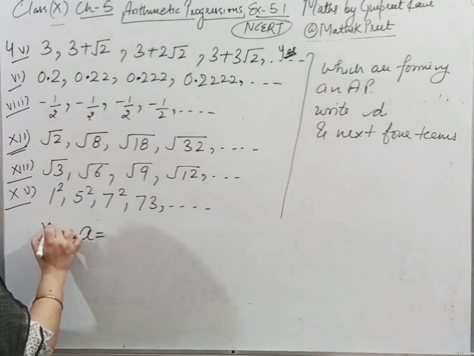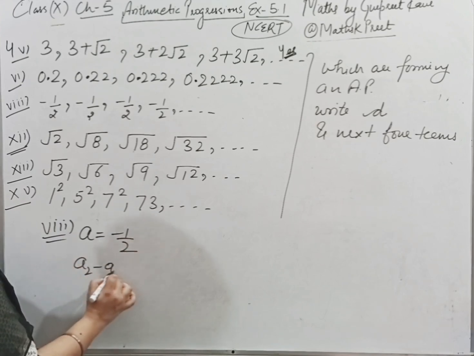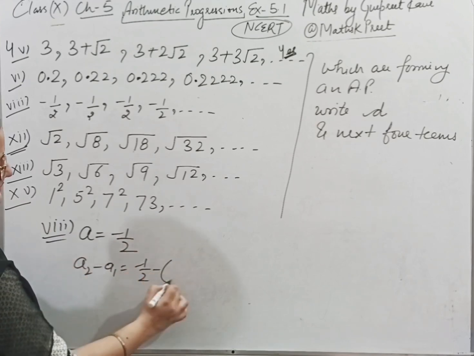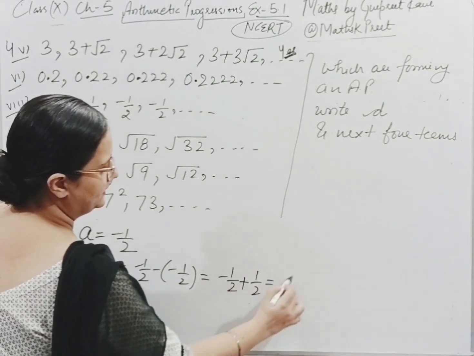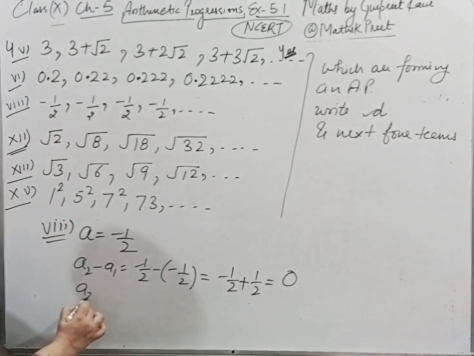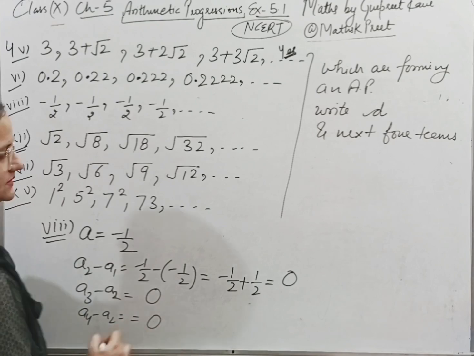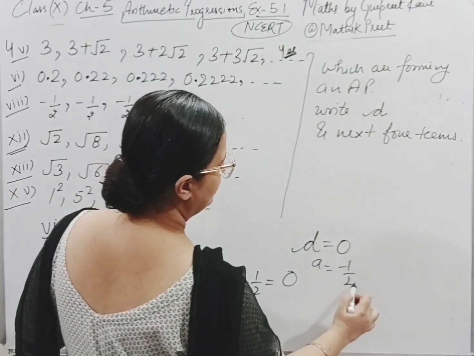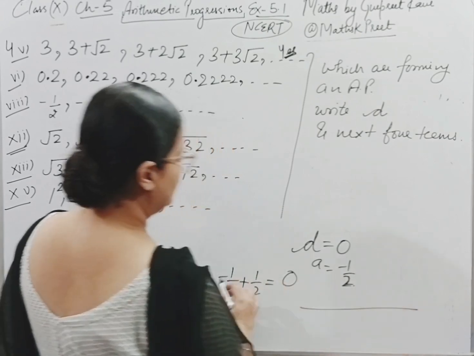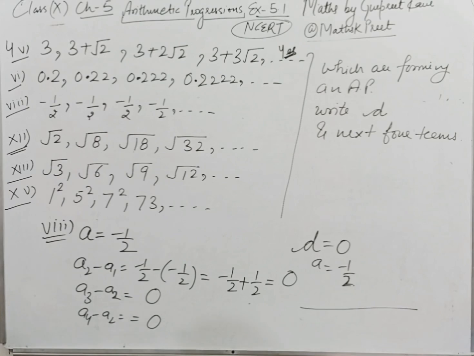So here A is equal to minus 1 by 2 and A2 minus A1 we'll check. This is my A2, this is my A1. Fine. So minus 1 by 2 minus minus is plus, so I am getting 0 here. Similarly A3 minus A2, A4 minus A3. Every time with the same procedure you will get 0 here. So the value for D is what? 0 here. A is minus 1 by 2 and the next four terms you will write in the sequence will have value minus 1 by 2 only. Let's see the next part.